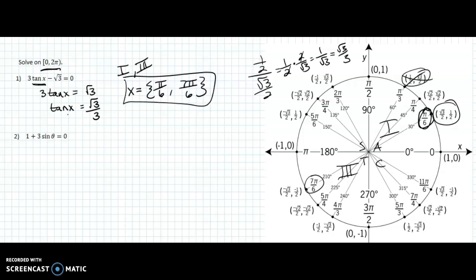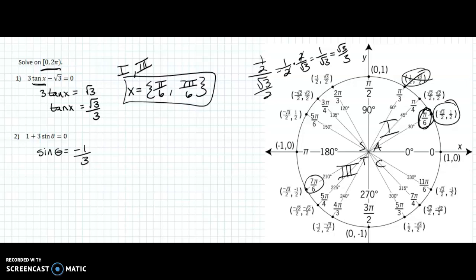Okay, let's look at number 2. Once again, there's only one trig function, so I can get this function by itself just by subtracting 1 and dividing by 3, and that gives me sine theta is equal to -1 and then divide by 3. So sine theta is equal to -1/3.